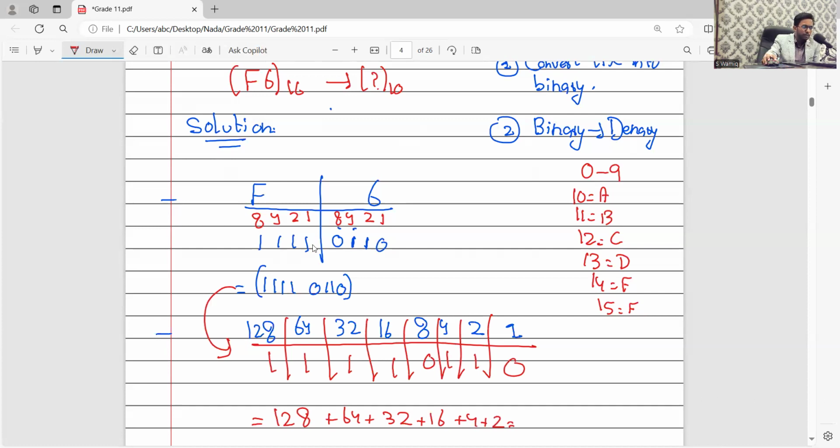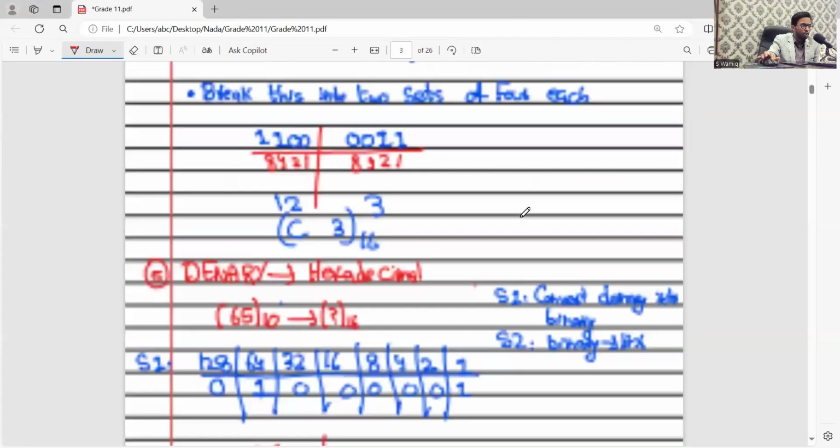And if I add them together, you need to understand that you don't have any calculator. So for example, 128 plus 64, I think it's around 192. So 192 plus 32 plus 16 plus 4 plus 2, it's 246. The answer is 246 in denary. So this is it for your conversions.